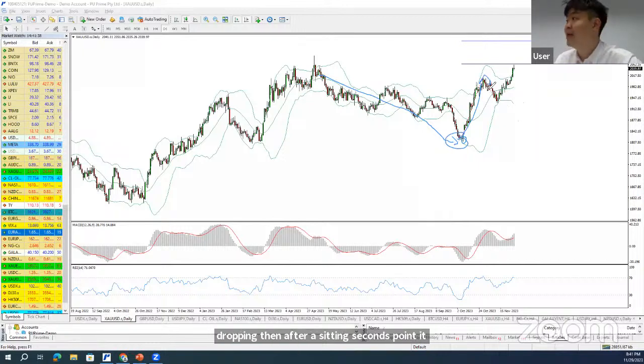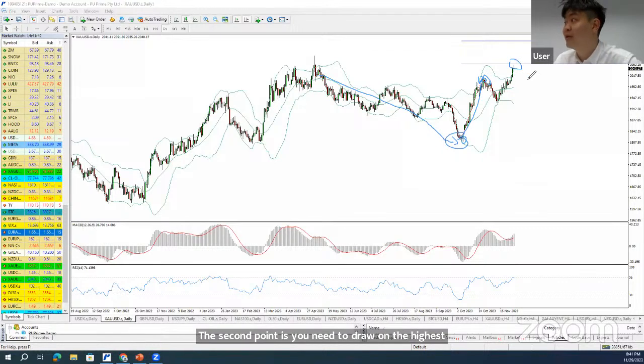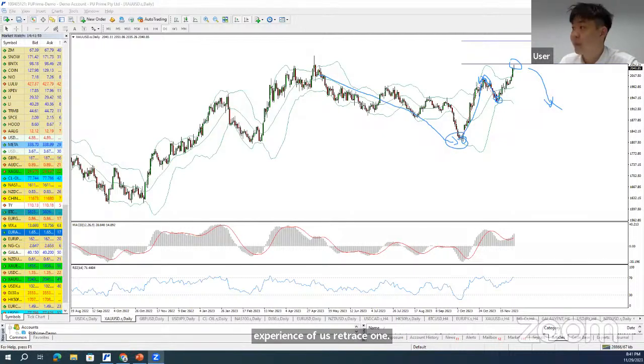Your second point you need to draw on the highest level. But you cannot draw here, because if you draw here, you cannot put your third point already. No more third point. So you need to draw on the line where, after it's hitting the recent high, you experience a certain retracement. So here is the place that you draw the third point. Okay, so let me clear the drawing.